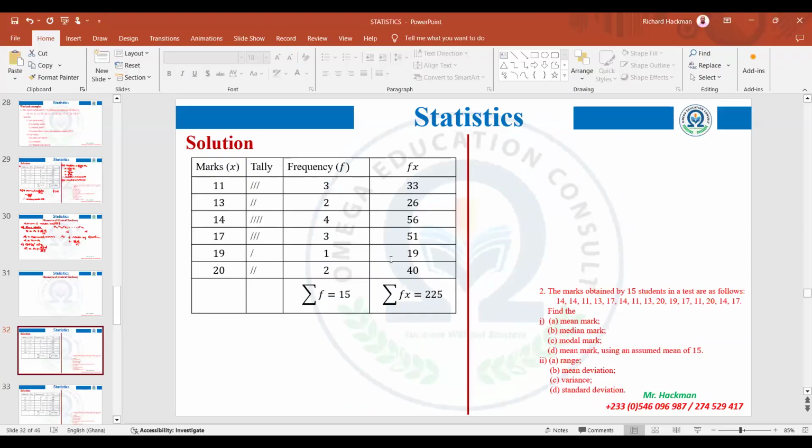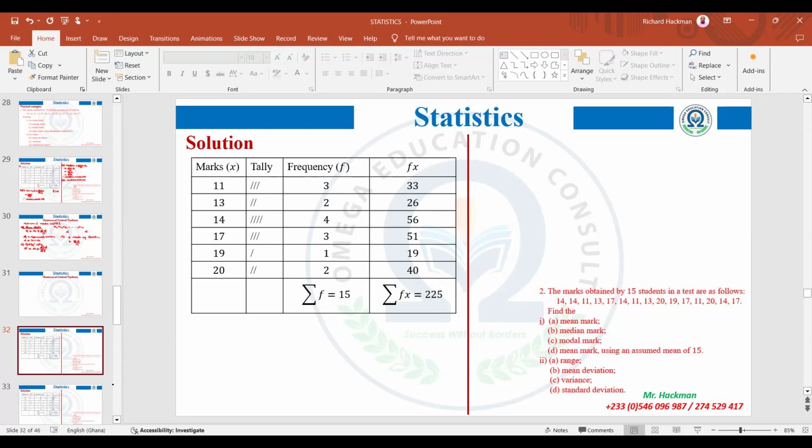So when it's necessary, then I go to the presentation mode. All right, so at this point, let's see how best we can find the mean mark using an assumed mean of 15. So we are going to look at the solution to question D. Let's see how best we can do that.